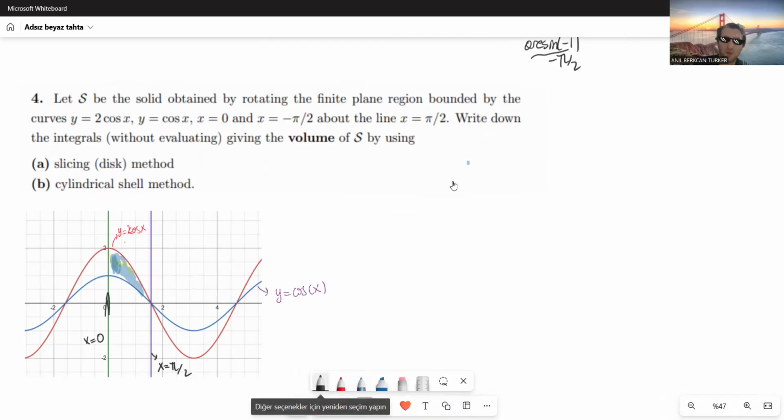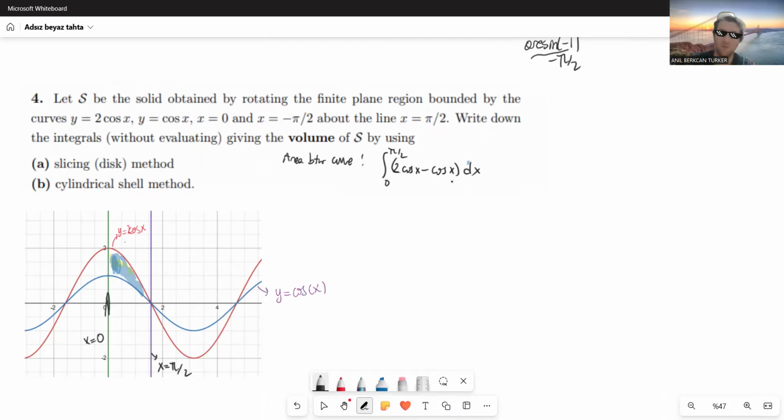So first, what is the area between curves? Even though it is not in the question. So it is like integral from 0 to pi over 2 of 2 cosine x minus cosine x dx. So it is like the integral of cosine x, okay? Because both curves are 2 cosine x and cosine x. So what about this revolution? So what was the rotation axis? Let me check.